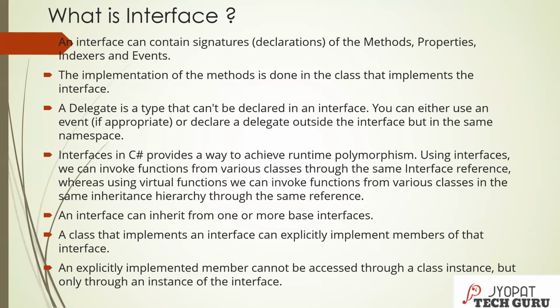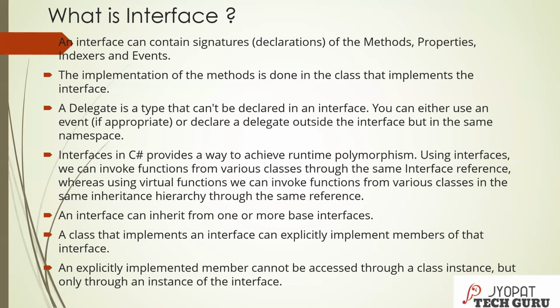Using interfaces, we can invoke functions from various classes through the same interface reference, whereas using virtual functions, we can invoke functions from various classes in the same inheritance hierarchy through the same reference. So for virtual and override, similarly, whatever interface function signatures are there get overridden in the derived class. An interface can inherit from one or more base interfaces. A class that implements an interface can explicitly implement members of that particular interface.